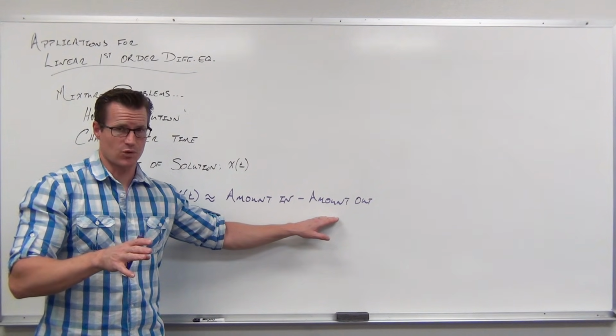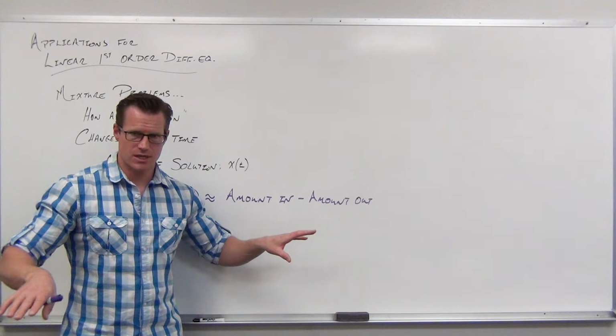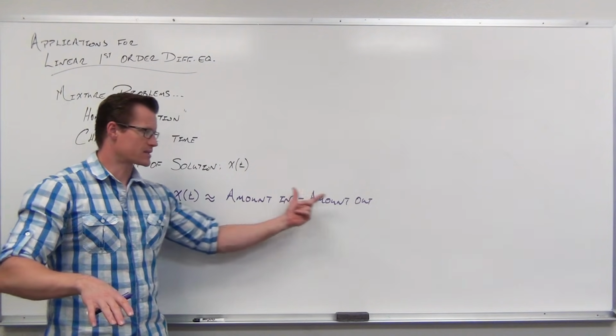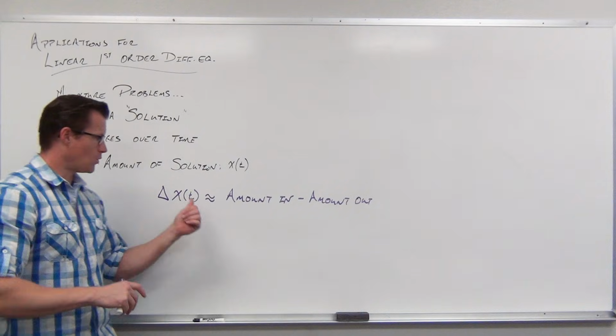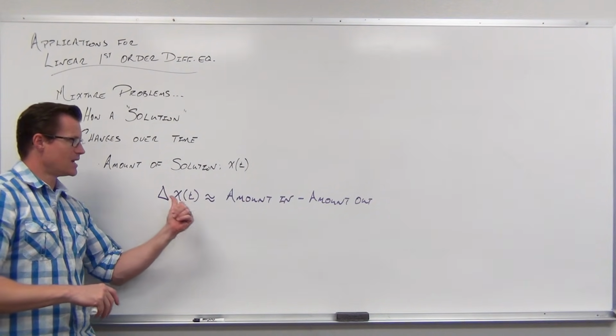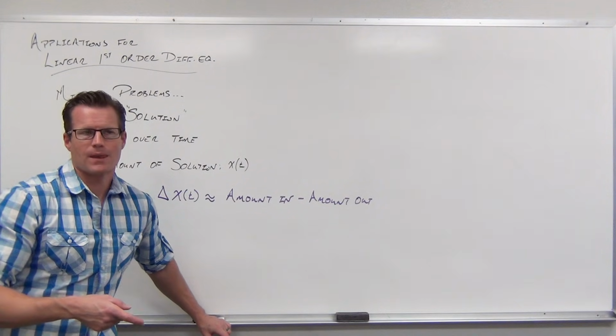That's got to make sense before we go any further. So amount in minus amount out is not how much is there. Amount in minus amount out is how what's there is changing. How what's there, the amount of the solution, is changing. Now let's talk about the amount in, amount out.